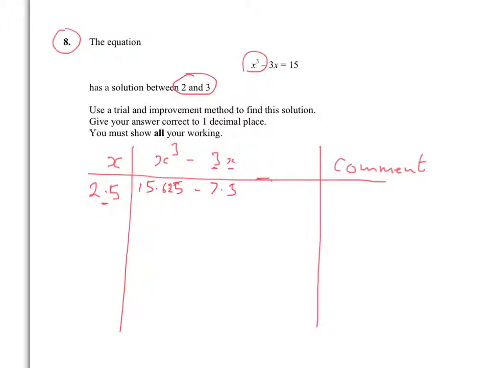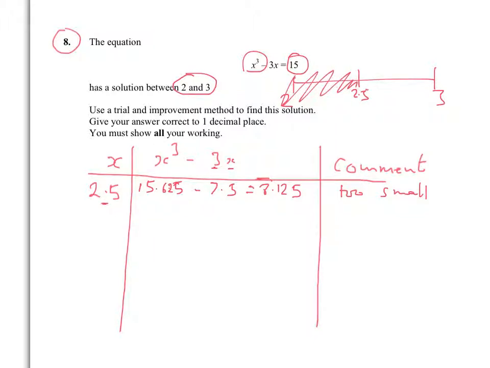So I'm on my calculator, I'm doing 15.625, and I'm taking away 7.5. And what's come out of that is 8.125. Now, the answer that we want is 15. So our comment is that that is too small. And if we keep going with that, we'd say, okay, well, 2.5 is too small. So imagine the number line here. 2 is too small, 3 is too big. So we've tried 2.5, and that's too small, and 3 is too big, so we can cross this bit out.